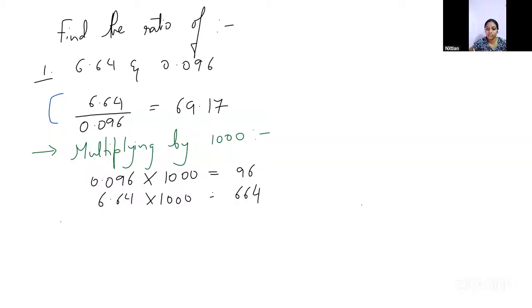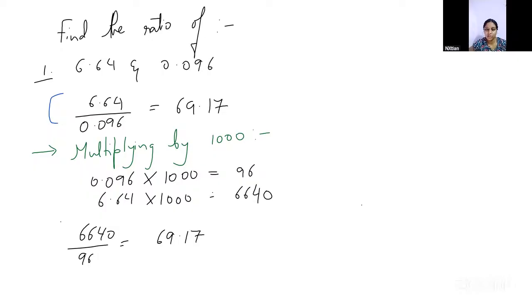Now you divide this thing, 6640 by 96, and we will simplify it more. Okay, 6640 by 96 is 69.17.